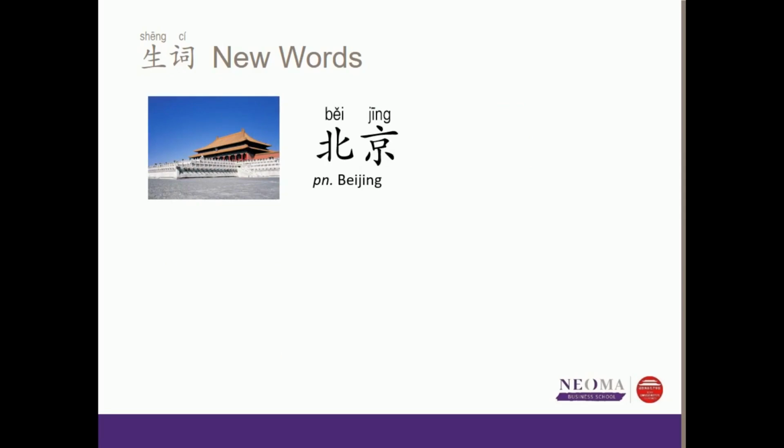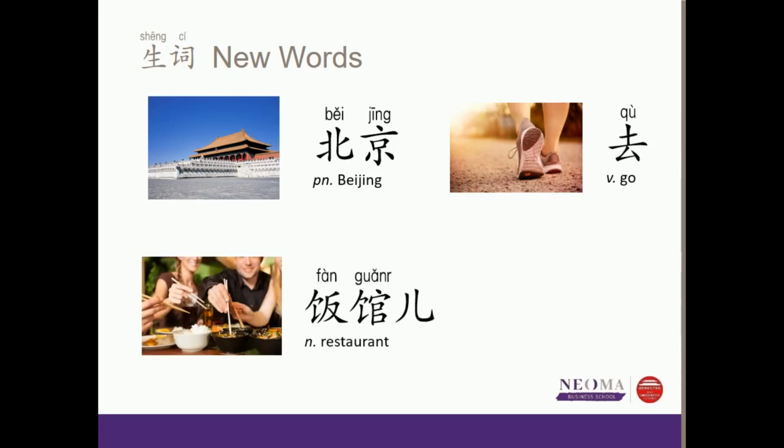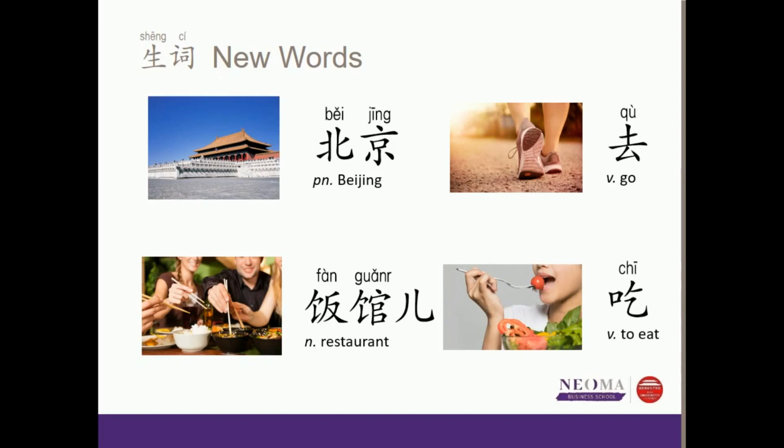First one, 北京. Beijing is the capital of China, which is also the political and cultural center of China. 去, to go somewhere. 饭馆, restaurant. 吃, to eat. We actually already saw this character before in 好吃, good to eat, delicious. Let's read it one more time. 北京, 去, 饭馆, 吃.